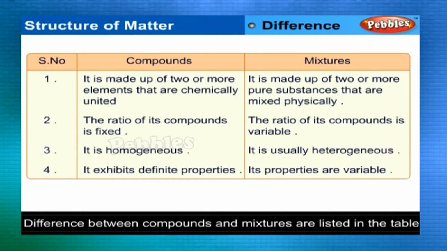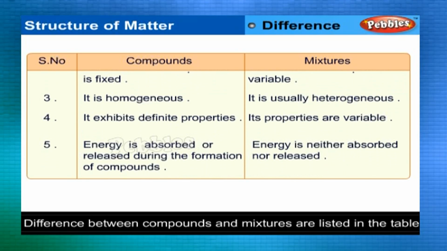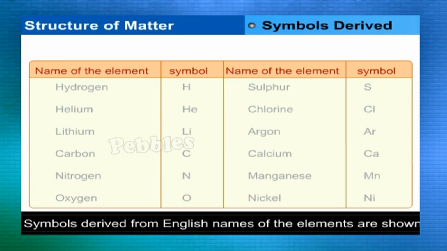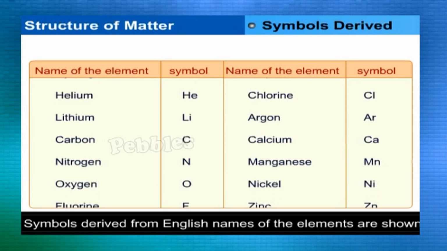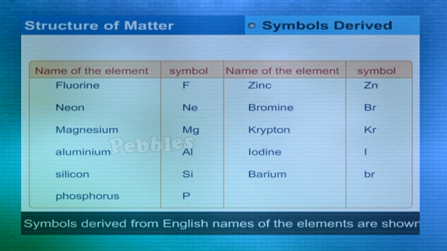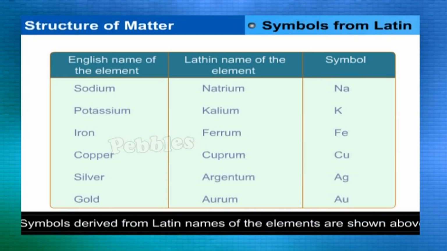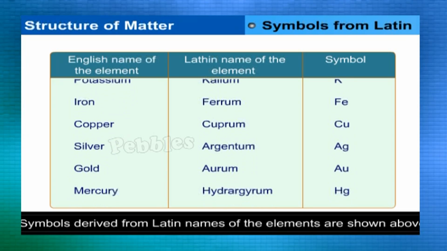Differences between compounds and mixtures are listed in the table. Symbols derived from the English names of the elements are shown in the table. Symbols derived from Latin names of the elements are shown above.